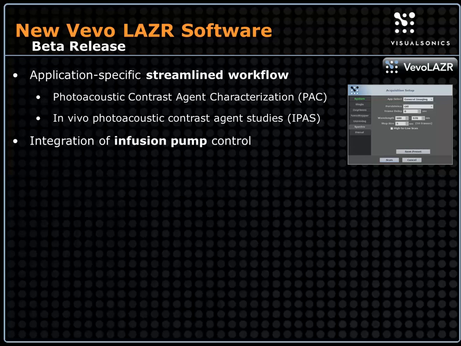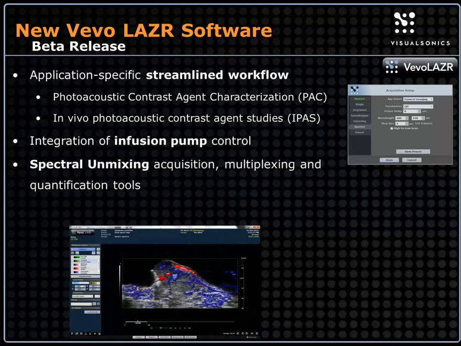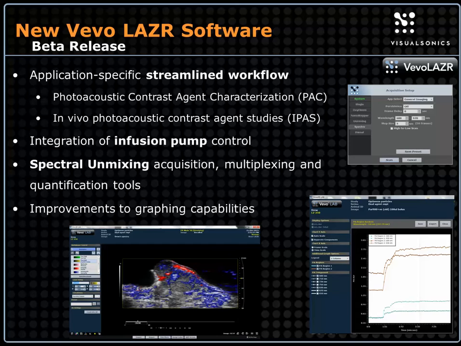To enable this, we've integrated infusion pump control, so we can actually do the infusion of the contrast agent while we're doing the imaging and control when that's happening, and I'll describe that. And then, of course, really focusing on the spectral unmixing. The acquisition, the multiplexing, and the quantification of spectral unmixing has been vastly improved from the existing software version. And then there are other things like improvements to the graphing capabilities, which allow you to really look at your data in a much more flexible way and to be able to customize it and export that data easily.